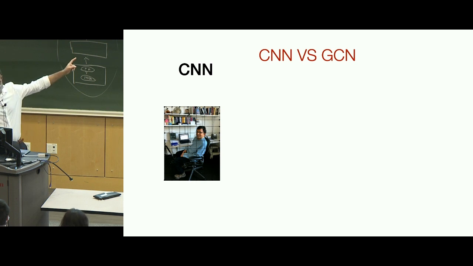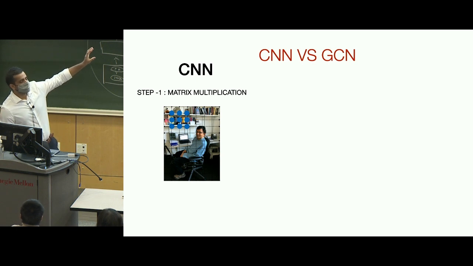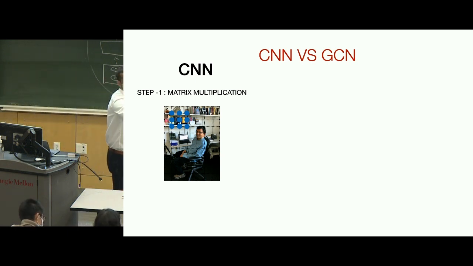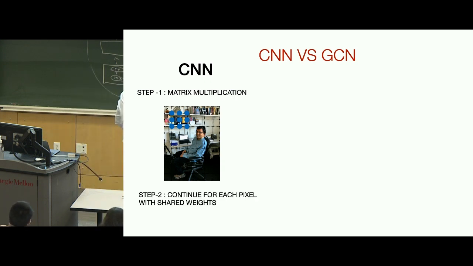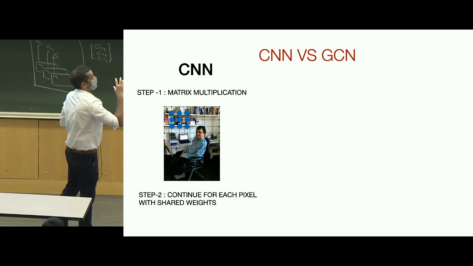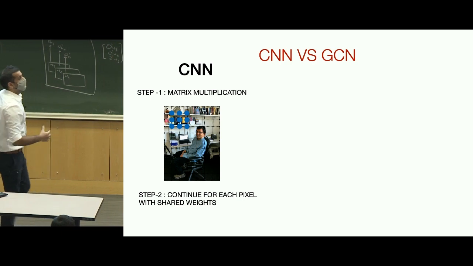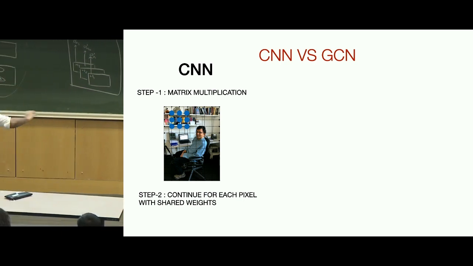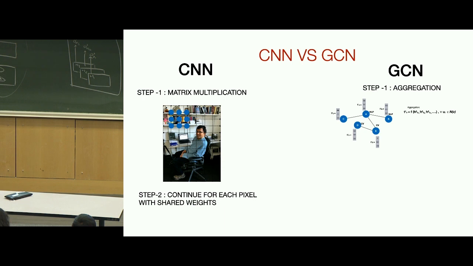So again, we have an image. And when we apply CNNs, we take a filter, and we multiply it with every pixel in the image, right? And then we continue this. So we shift the filter to every pixel with the same weights. So a filter, when multiplied on one pixel, has the same weights as when it is multiplied with the other pixels. And it just traverses the entire image. So this is CNN. In a GCN, the first step is we do aggregation.